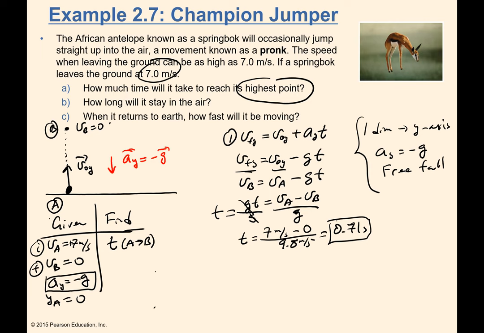Let's look at part B. This was part A. Part B says, how long will it stay in the air? All right, so let's see what I have. Staying in the air means going from A to B and then coming back down to point, let's call this C, which is the ground, hitting the ground again. That means I want to look at the time it takes for the entire motion going from A to C.